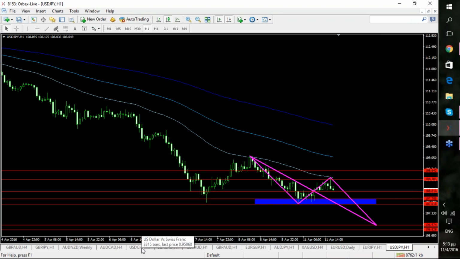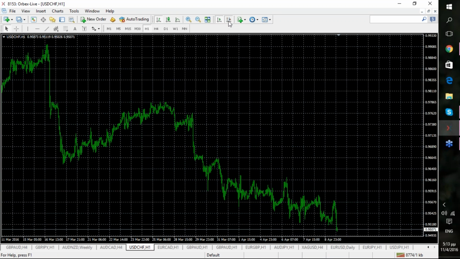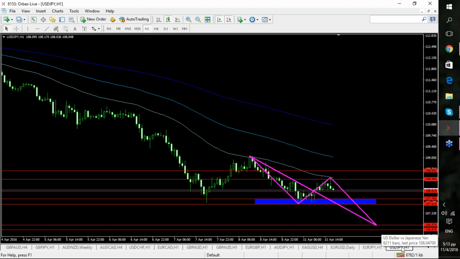If we go on from USD JPY to USD CHF as well, it's the same. It would be totally opposite of what you look at in Euro US dollar because it's highly negatively correlated between the Euro USD and USD CHF.